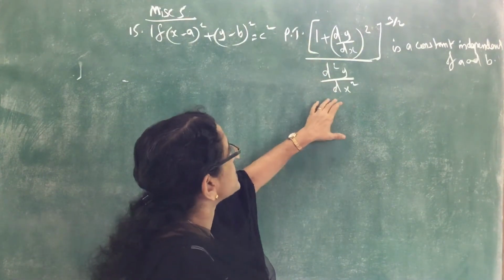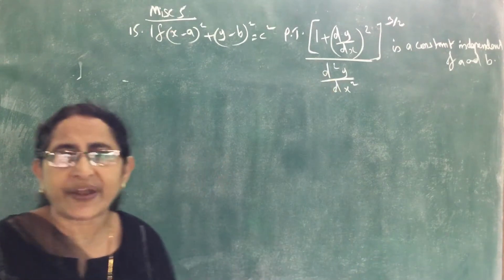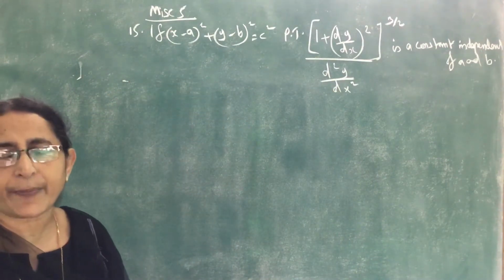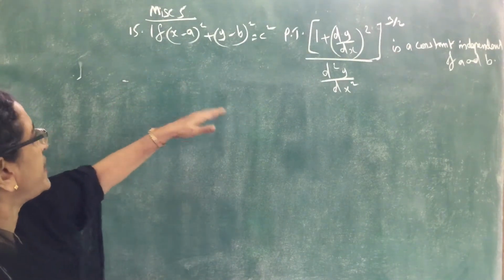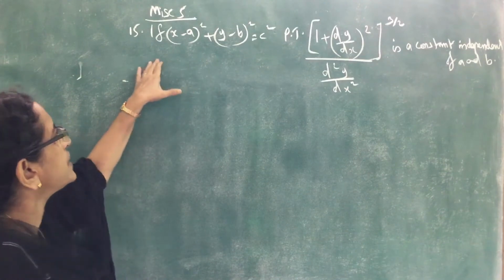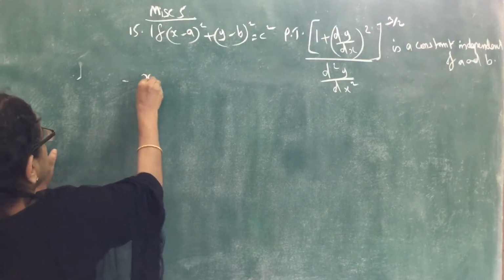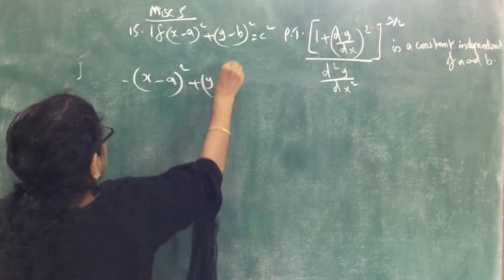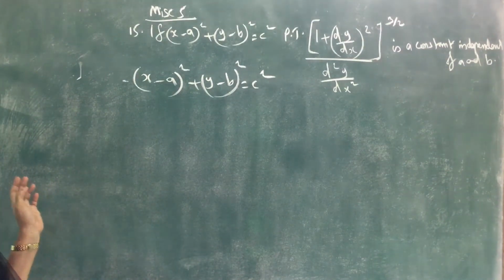In this expression there is dy/dx, the derivative, then the second derivative d²y/dx². Anyway, from this equation we have to find dy/dx and d²y/dx². So to find dy/dx, we differentiate this equation with respect to x. Given that (x − a)² + (y − b)² = c², we differentiate both sides with respect to x.